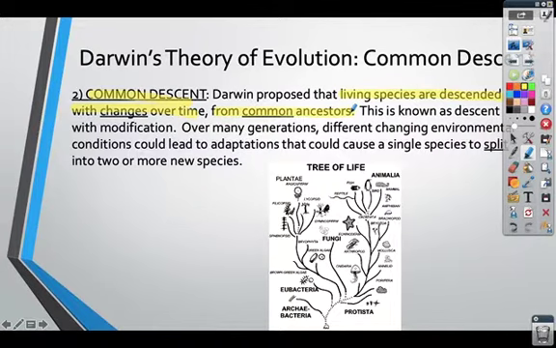Now, some organisms on Earth are more closely related to each other than others. Some may share a very distant ancestor. So just think about the tree of life. Common descent explains how all living things are connected. So all living things are connected through a common ancestor. Some organisms have a more recent common ancestor and are therefore more closely related to each other. Other organisms share a very distant common ancestor and are less related to one another.